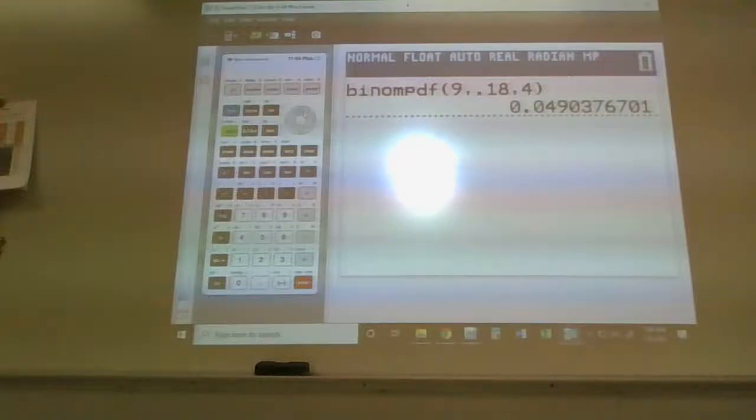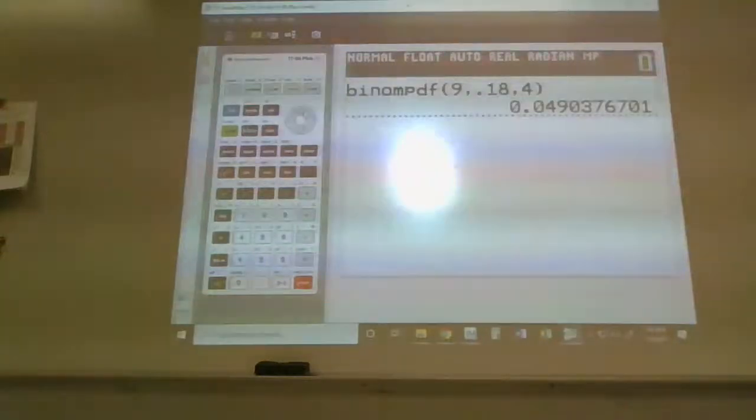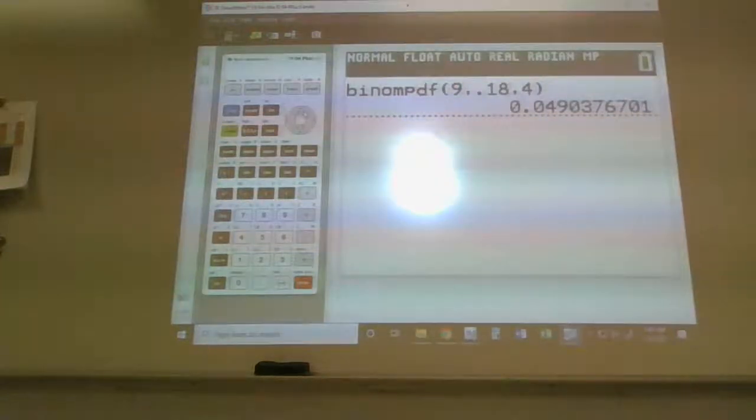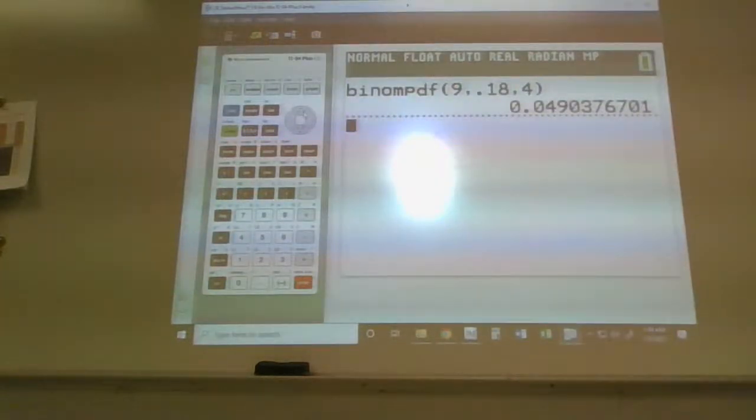Again, a lot of these problems are going to come down to proper interpretation. We have to be able to interpret what the question is asking, and then based on that, pick the correct function in the calculator to use.